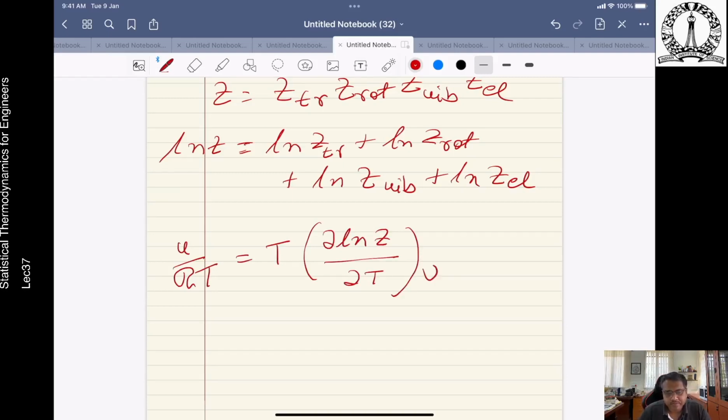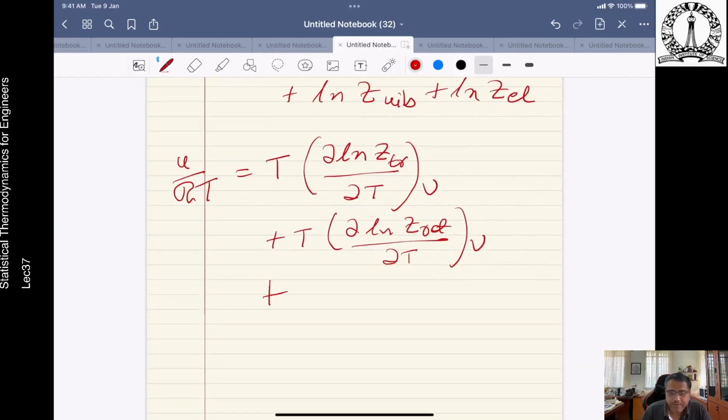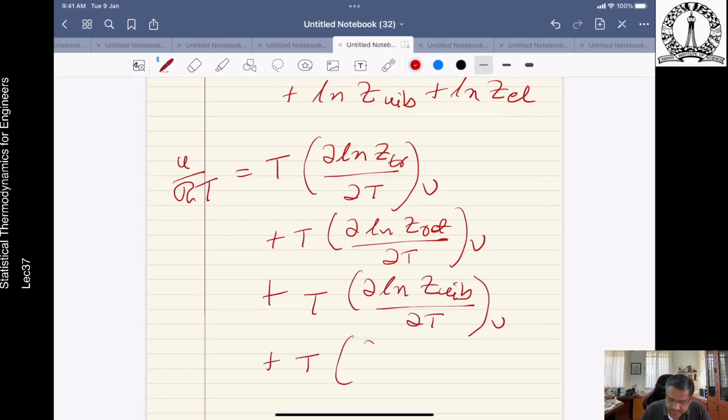So you can write it like this: T ln Z translation, plus T ln Z rotation, plus T ln Z vibration, plus T ln Z electronic, each divided by the temperature derivative. As you can see, it is a sum total of the four such expressions.